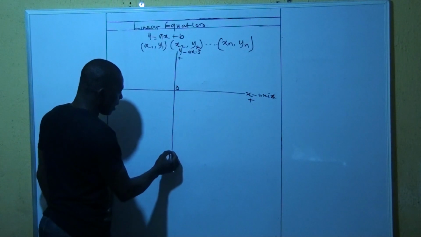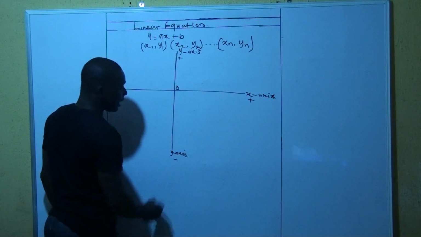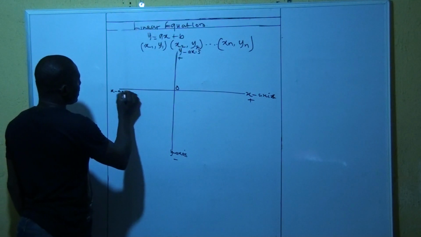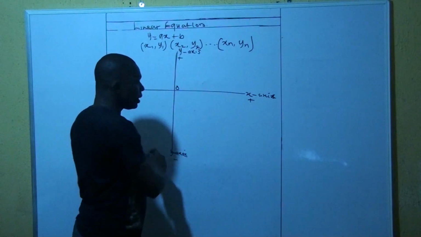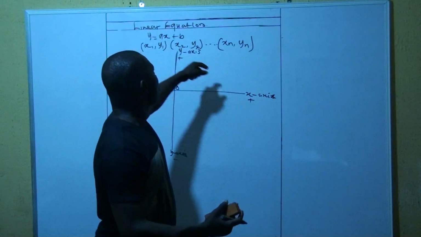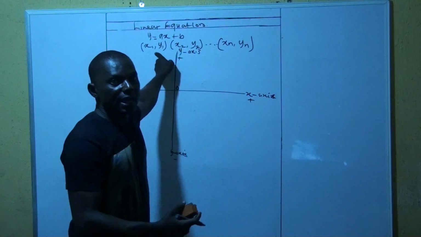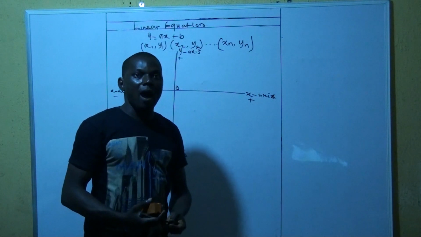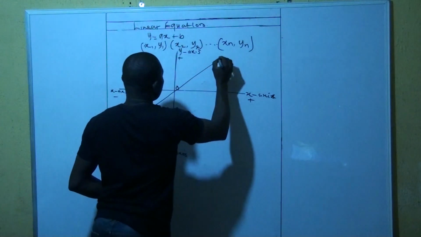Down here, we have the y-axis, which is negative, and the x-axis, which is negative. From here this way they are positive, from here this way they are negative. So I'm trying to explain why we term it a linear equation. If we generate pairs, that is our coordinates x1, y1, x2, y2 to xn, yn, and plot them on this Cartesian plane, this is the kind of graph we get, a straight line graph.